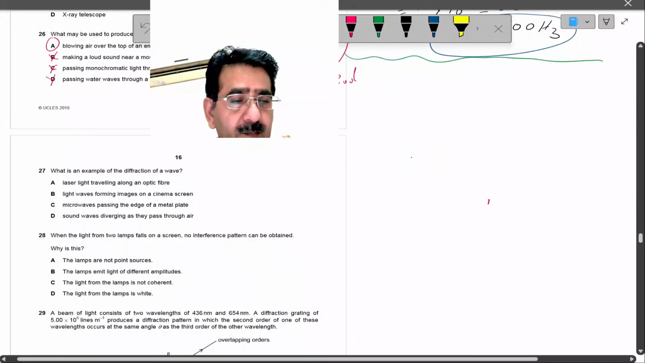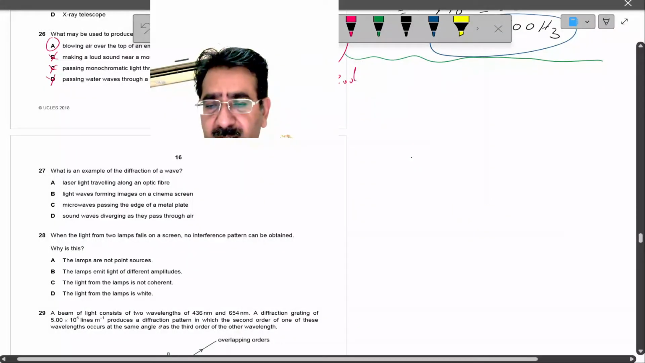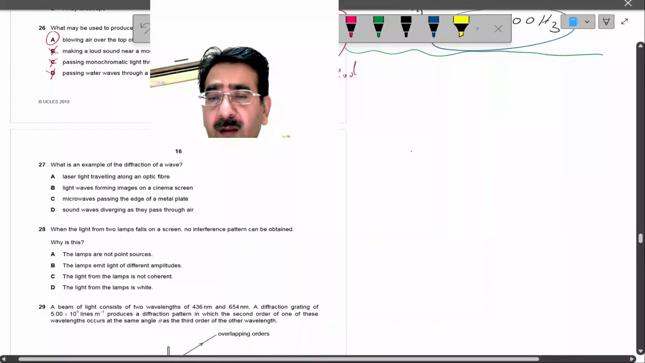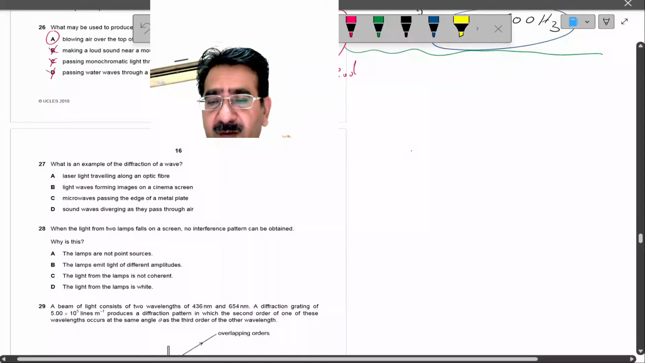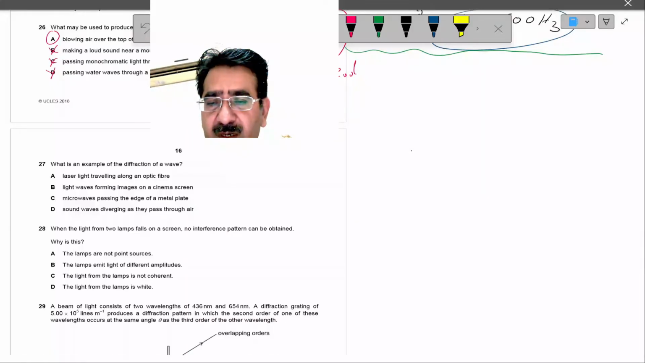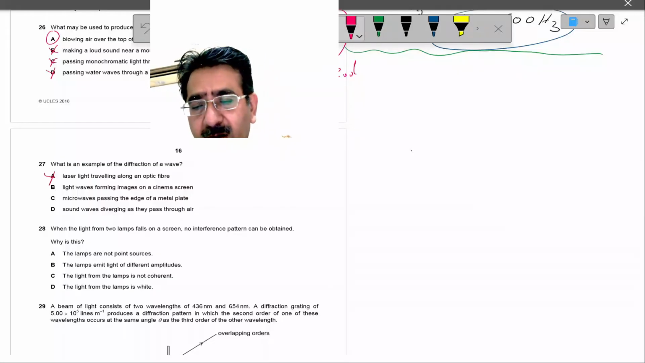What is the example of diffraction of the wave? As I have already explained, diffraction means the bending of light through a narrow edge. Choice A is laser light traveling along an optical fiber. So that is wrong.